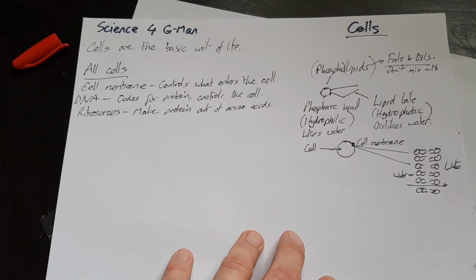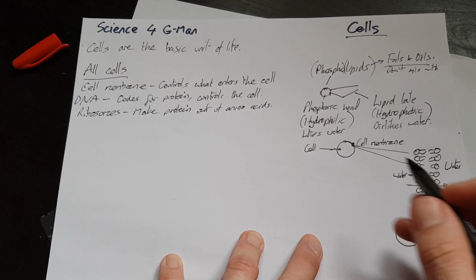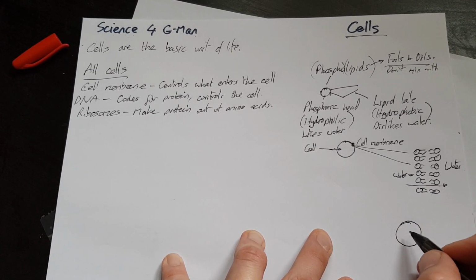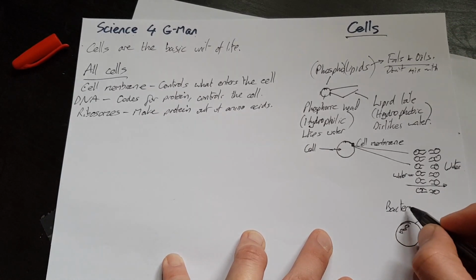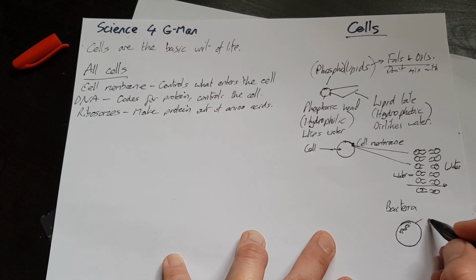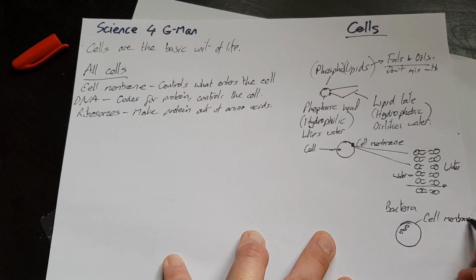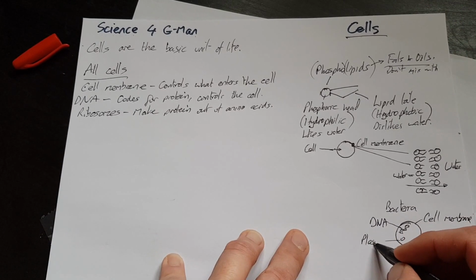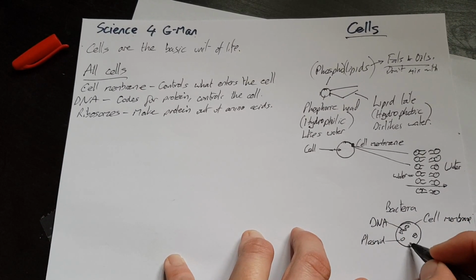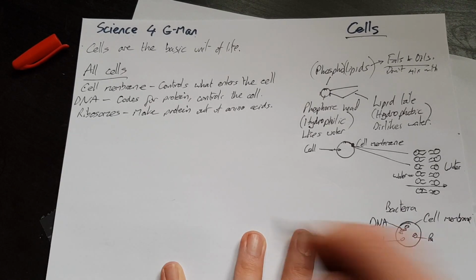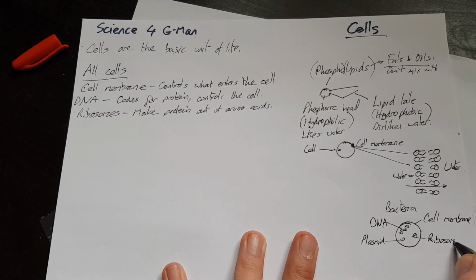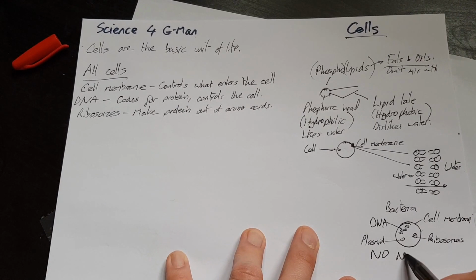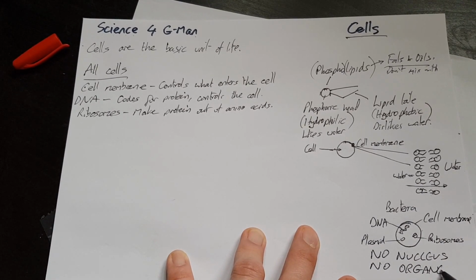And if we looked at a bacteria, what we'd see is that it has this cell membrane, and inside it, it would have its DNA. This is our bacteria. And it's got a cell membrane. It's got DNA. We'll have some plasmids, which is a small loop of DNA. And it has these things called ribosomes. Remember, all cells have ribosomes. But it's got no nucleus. It's got no organelles.